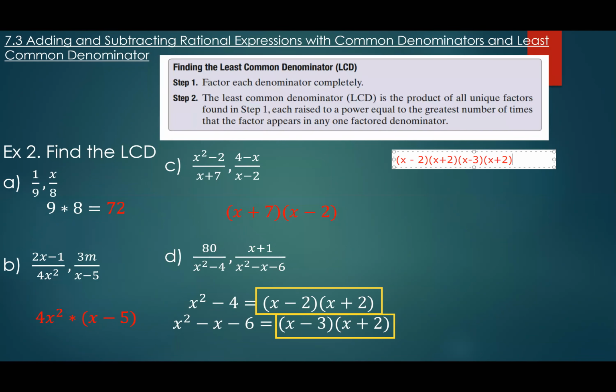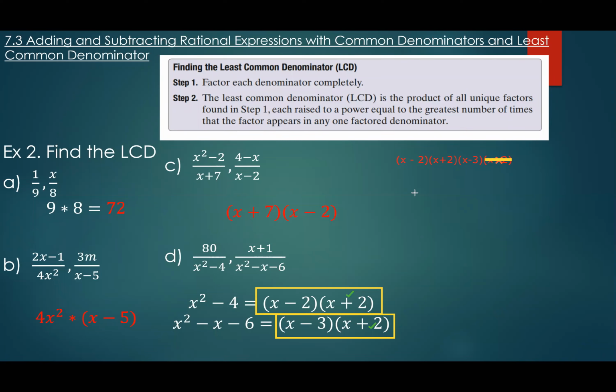But remember, if we just put them together, they are a common denominator, but they are not the least. How do we get the least? Well, what do they have in common? Do you agree that up here we have an x plus 2, down here we have an x plus 2, meaning we have to throw away one of the x plus 2? What they have in common, we cannot use it twice.